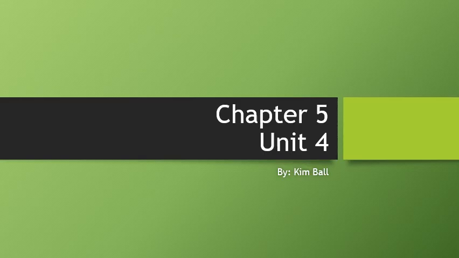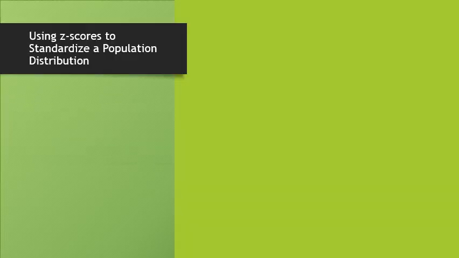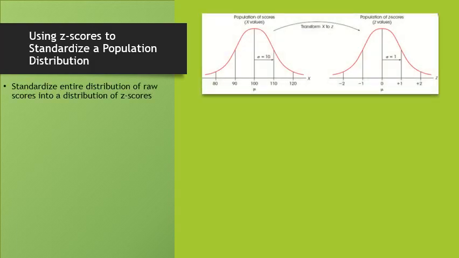Chapter 5, Unit 4. Using z-scores to standardize a population distribution. So we can standardize an entire distribution of raw scores into a distribution of z-scores.